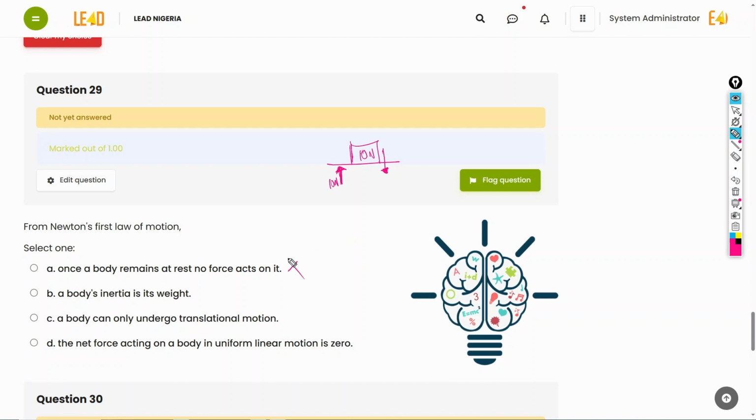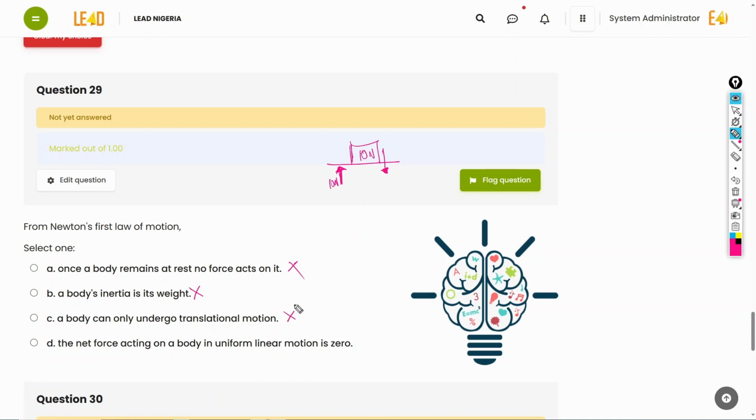that. All right, B says a body's inertia is its weight. That's also not true. Now, a body's inertia depends on its weight. It's proportional to its weight, but it's not exactly its weight. All right, so B is wrong. A body can only undergo translational motion. I don't even know where they got that from. That just doesn't make any sense, right?